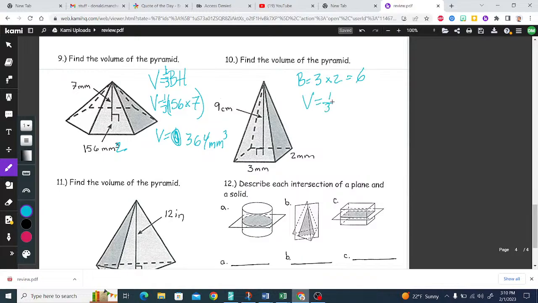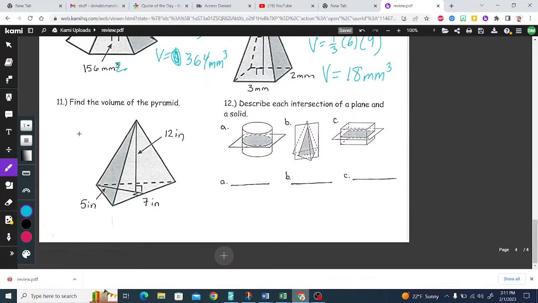Over here, we've got our base of 3 times 2, which is 6. Volume equals 1/3 base times height. So that's volume equals 1/3 times 6 times 9. And that is 18 millimeters cubed. Volume of the pyramid again. This time it's a triangle down there for our base. So that's 1/2 times 5 times 7. And that is 17.5. But then we have a volume of 1/3 and 17.5 times 12. And so that would be 17.5 times 12 divided by 3. That's 70 inches cubed.